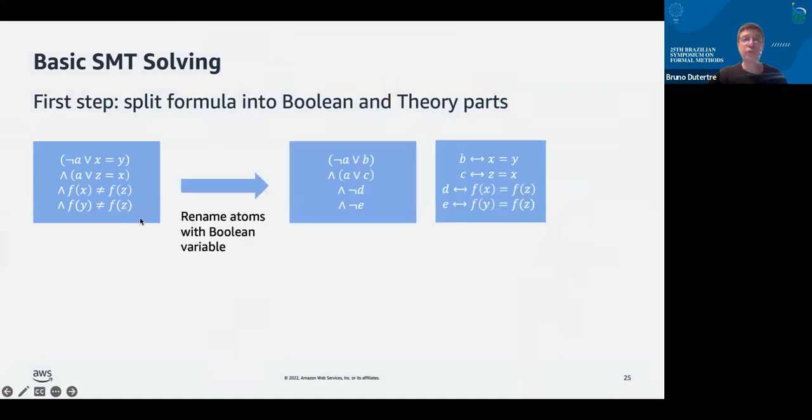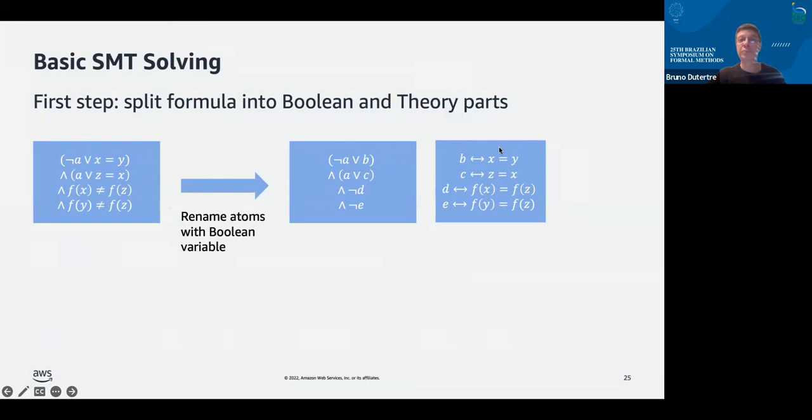What we do is we introduce atoms, Boolean variables that are going to represent all the atoms in our formula. So here we have the negation of f of x equals f of z, and the negation of f of y equals f of z, and then we have equality between x and y and z and x. So we introduce just Boolean variables to represent these predicates, these equalities. And this gives us a purely Boolean part that's obtained by renaming these atoms with Boolean variables.